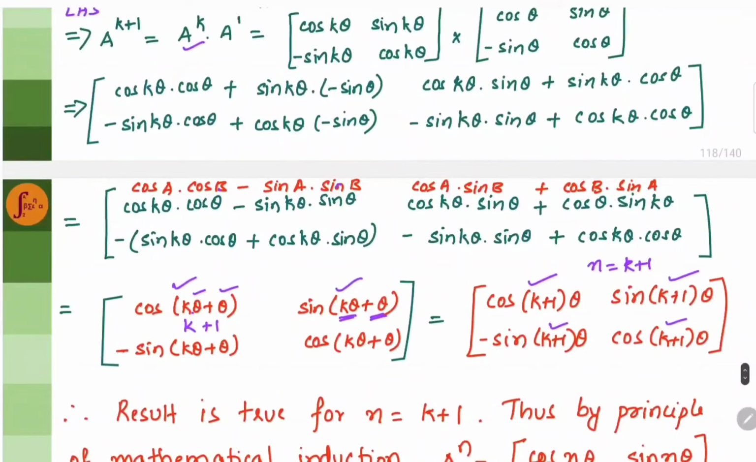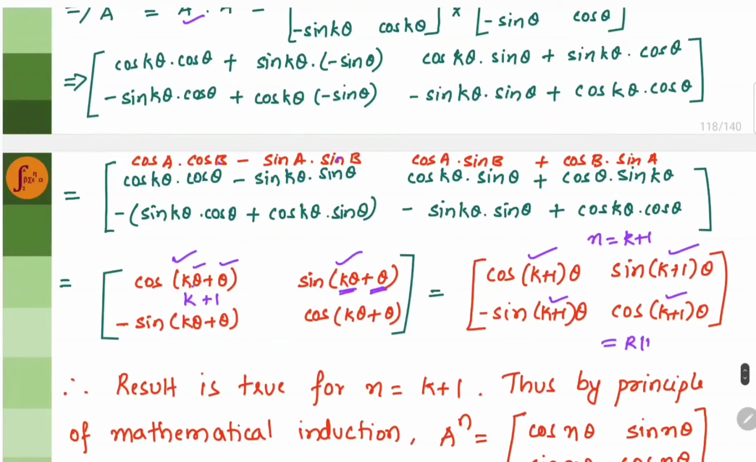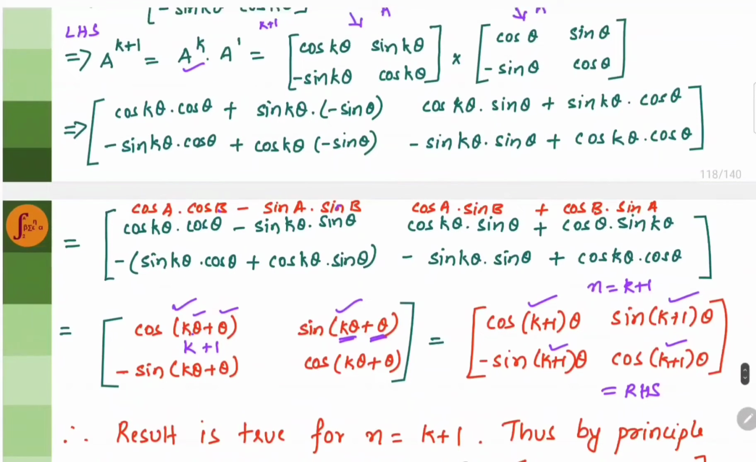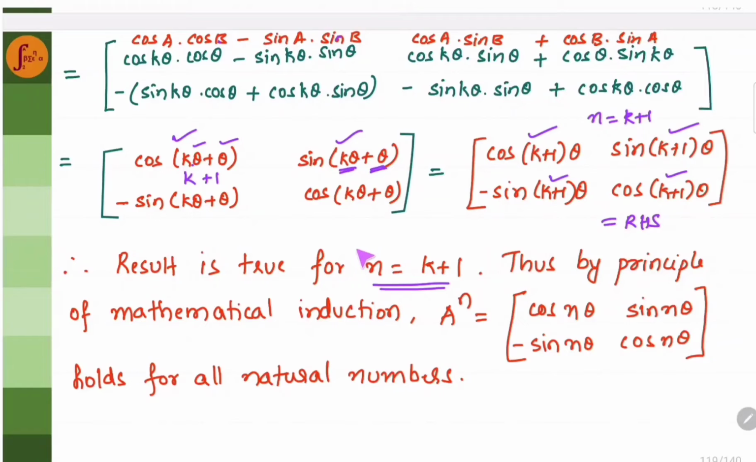So, thereby, this is nothing but equal to RHS. You can say LHS is equal to this matrix. Since LHS is equal to RHS, this result is true for n is equal to k plus 1. Thus, by principle of mathematical induction, which means that if you continue this process k plus 1, k plus 2, k plus 3, if you keep on doing this, you are going to get A to the power n is equal to this entire matrix.